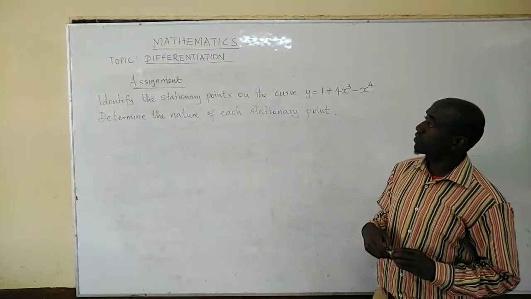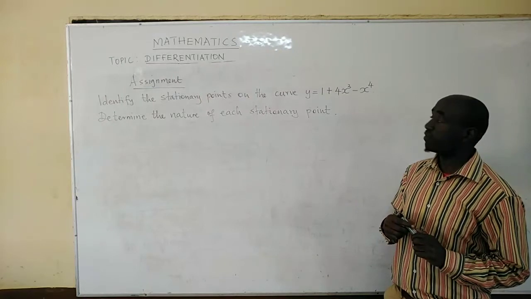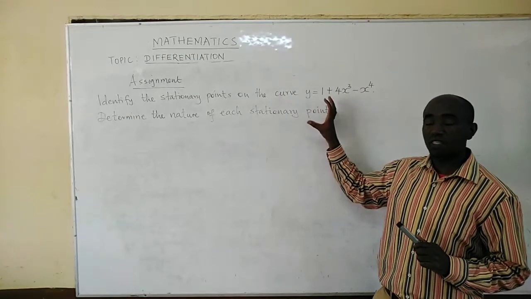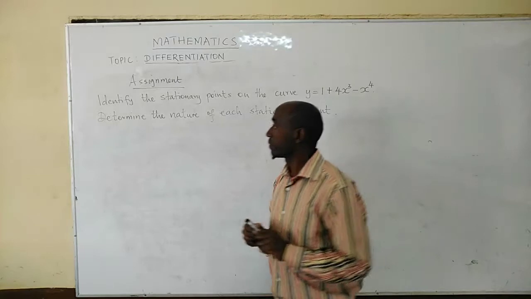Identify the stationary points on the curve y is equal to 1 plus 4x cubed minus x power 4. Then determine the nature of each stationary point. So let's look at this question before we start today's lesson. As I explained in my last lesson, you start by differentiating, you find dy dx. Today I will move a bit faster. dy dx will be 12x squared minus 4x power 3.